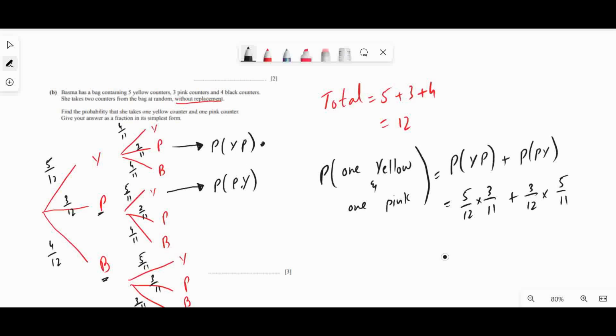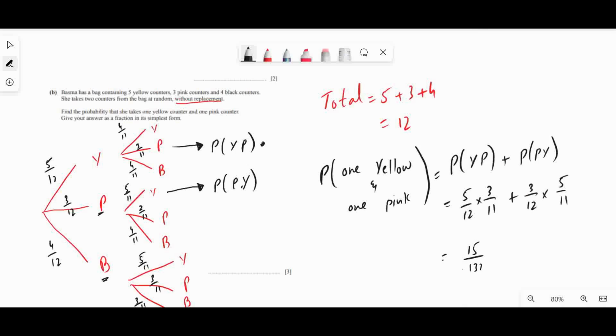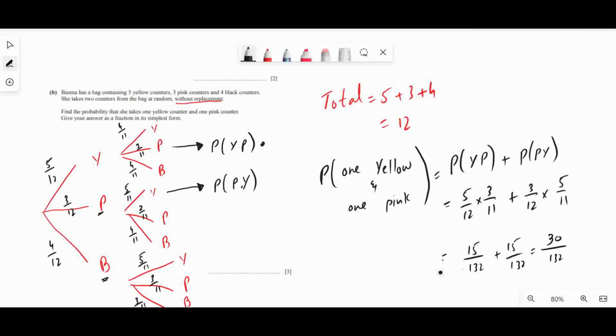Okay, now we have to simplify it, so this will be 15 divided by 12 into 11, 12 into 11, this will be 132 plus 15 divided by 132, so we can take the LCM, so this will be 30 by 132, so 30 divided by 132, so this will be equal to 5 by 22. So 5 by 22, this will be the final answer. I hope that the concept is clear.